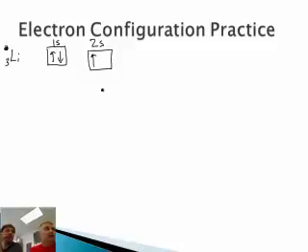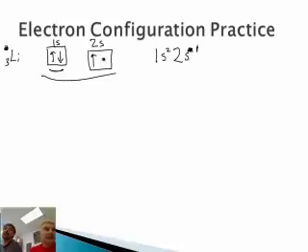So this is the orbital diagram, and then for the electron configuration, you'd say 1s. Now, how many electrons are in here? 2. So you put a 2 as the exponent, that's the number of electrons. And then we also have to identify 2s, 1, because there's only one electron in there. Sorry about that.